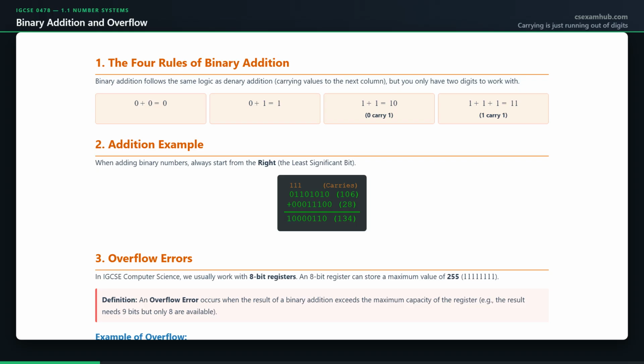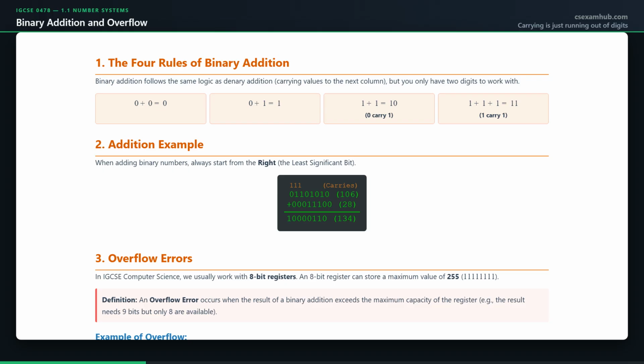Let me labor that comparison for a second, because if it clicks, the rest of the topic is easy. In denary, when you add 7 and 5, you get 12. 12 needs 2 columns, so you write the 2 and carry the 1. The carry happens because the column overflowed past the largest available digit, which is 9. Binary works identically, except the largest available digit is 1. So a column overflows the moment it reaches 2. That is why carries appear so frequently in binary addition. You are working in a base where the digits run out almost immediately.